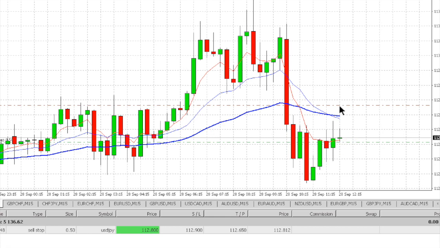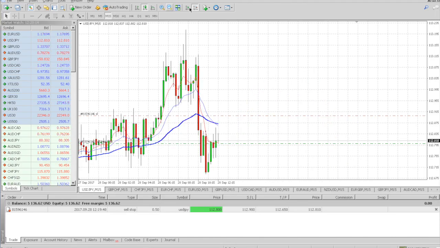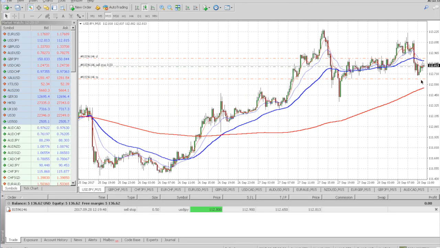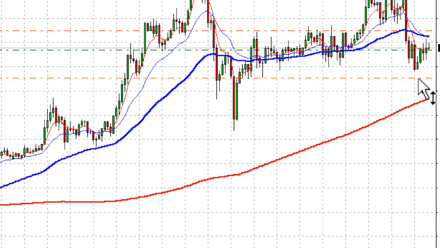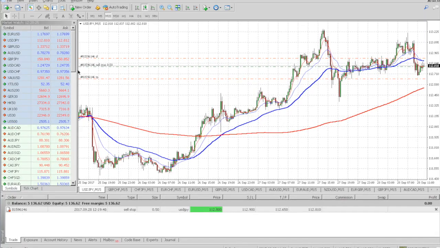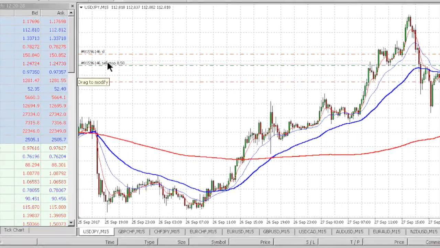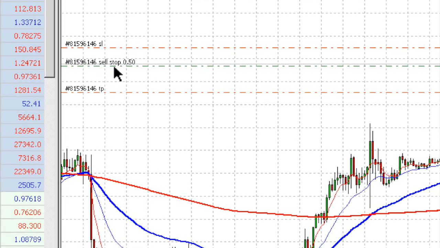Your stop loss is over there. Once your order is triggered, if it hits the stop loss, you are out with a loss. But if it hits your profit target, where's your profit target? You zoom out. There we go. If you hit your profit target over here, you will exit with your maximum profit of 1.5 R. So you can see over here, that's your sell stop, your stop loss, and your target price.